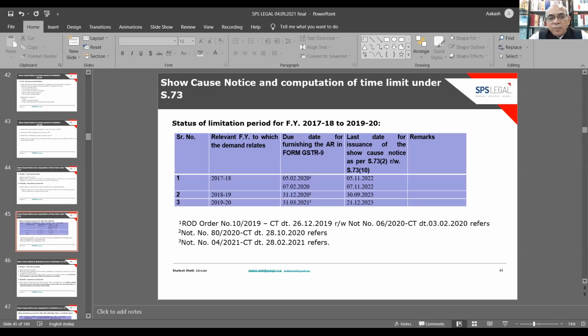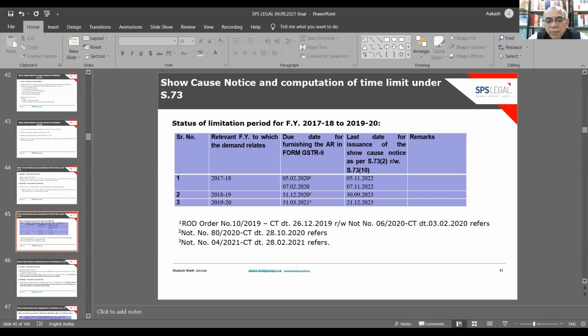Suppose the relevant financial year to which the demand relates is 17-18. The due date for furnishing the annual return, and when I say due date, I am also talking about the extended due date, was 5/2/2020 for category A states and 7/2/2020 for category B states. From here, the time limit shall be reckoned in terms of 73(2), read with 73(10), which is at least 3 months prior to that. So the authority can now issue the notice within 33 months of 5/2/2020, which will expire on 5/11/2022.